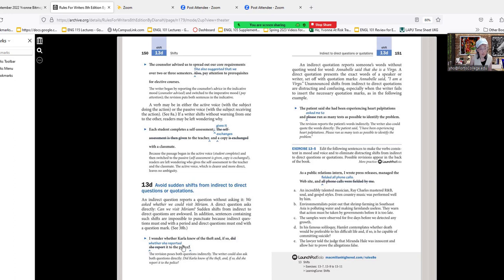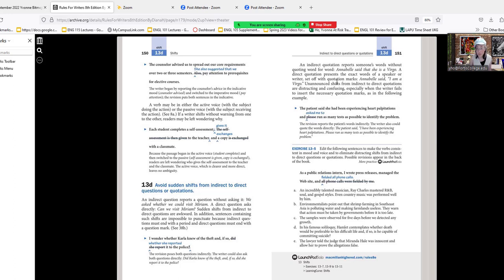I wonder whether Carla knew of the theft, and if so, whether she reported it to the police. So here you have indirect quotation and indirect quotation. So I wonder whether Carla knew of the theft and whether she reported it. Whether and whether. So here you have indirect quotation, indirect quotation. So you have to be consistent. If you start the sentence with an indirect quotation, you have to end the sentence with an indirect quotation in order for you to be consistent.